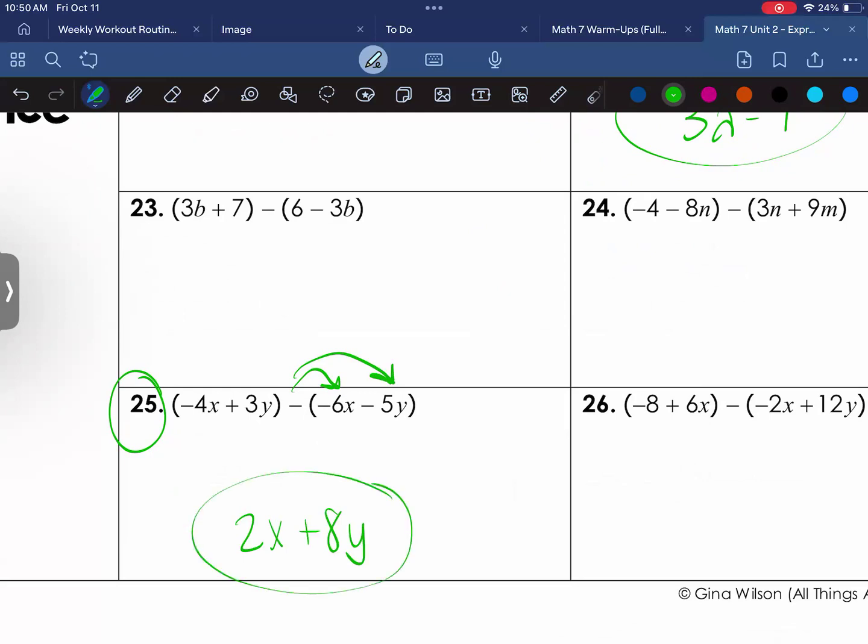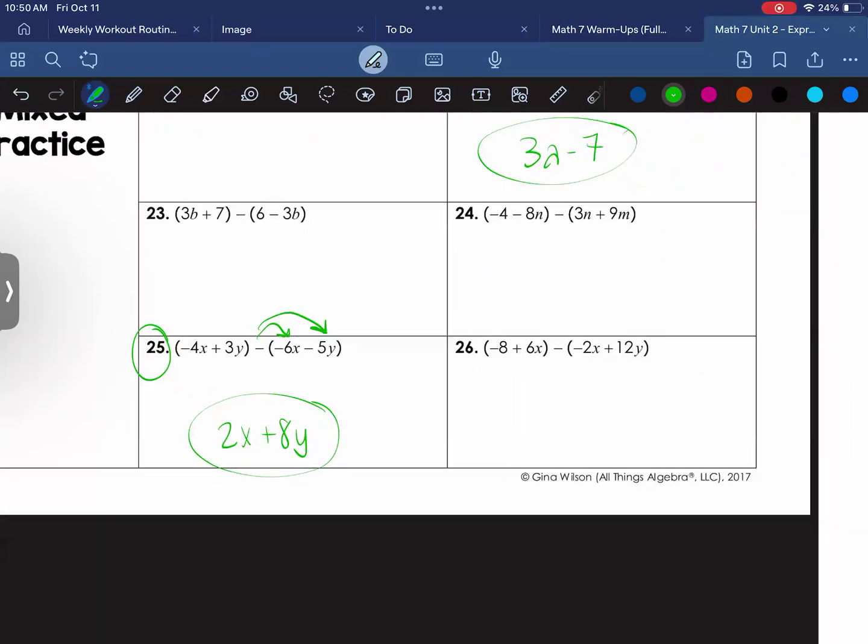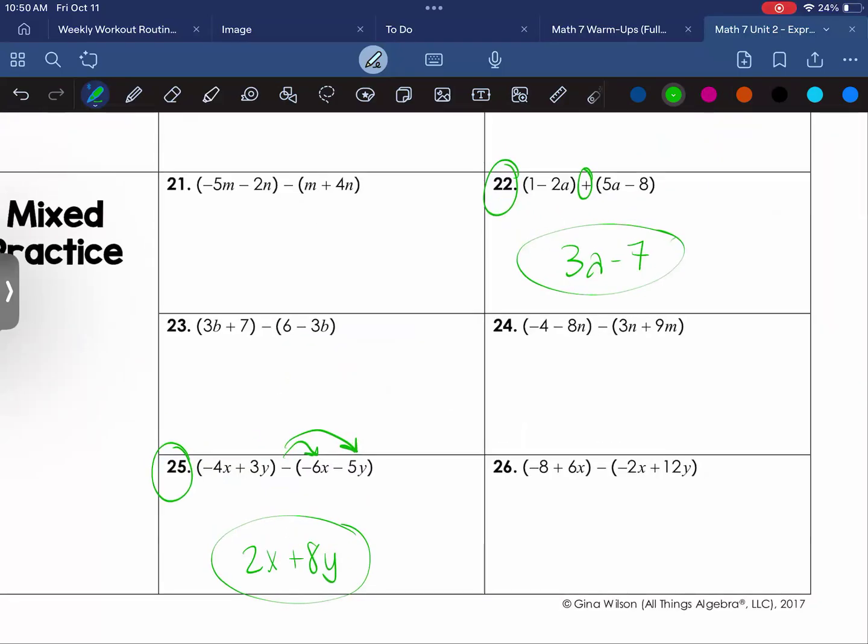If you got either of those wrong, pause the video, stop where you are, raise your hand, ask for help, or ask a friend for clarification. Okay, do not continue on to the homework until you can get these right. Okay, if you need an extra one to practice, you can try number 26. The answer for 26 should be 8x minus 12y minus 8.